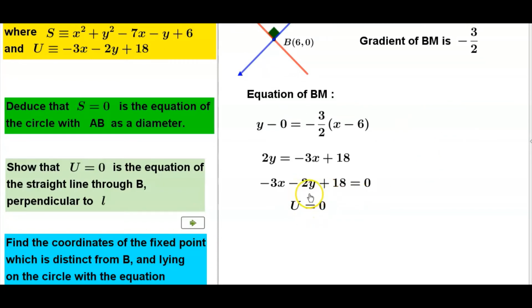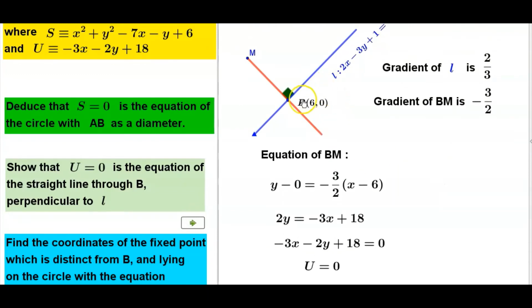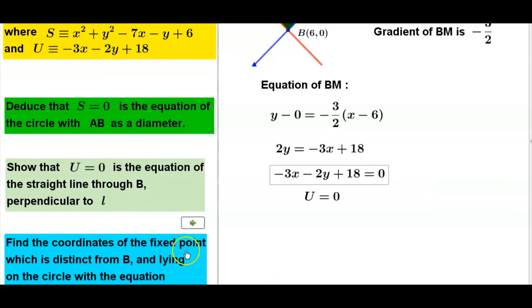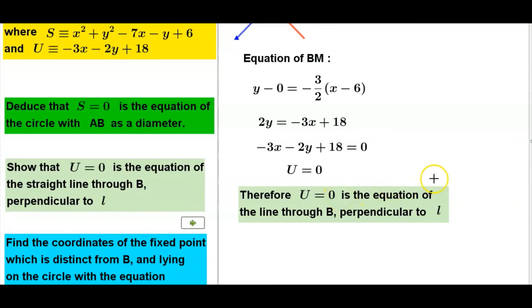So what is this? The equation of the line that is perpendicular to L through point B is minus 3x minus 2y plus 18 is equal to 0. But we know this is u from the earlier part: u is minus 3x minus 2y plus 18. Therefore, u is equal to 0 is the equation of the line through B perpendicular to L.